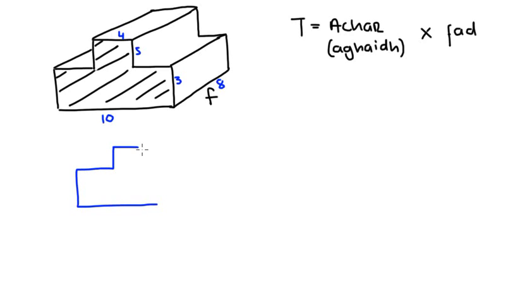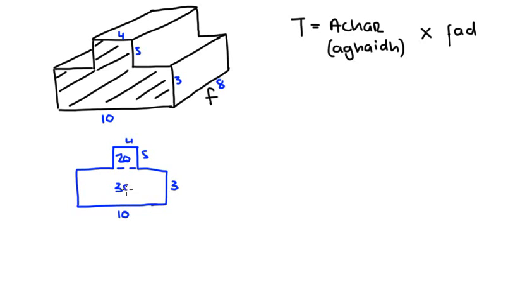Again, I'm just drawing a very quick sketch. In order to find the area of this shape, I need to break it down into two smaller shapes. So I find the area of the smaller rectangle and the bigger rectangle. We have 4 and 5, so the area of the smaller rectangle is going to be 20. And we have 10 and 3, so the area of the bigger rectangle is going to be 30.